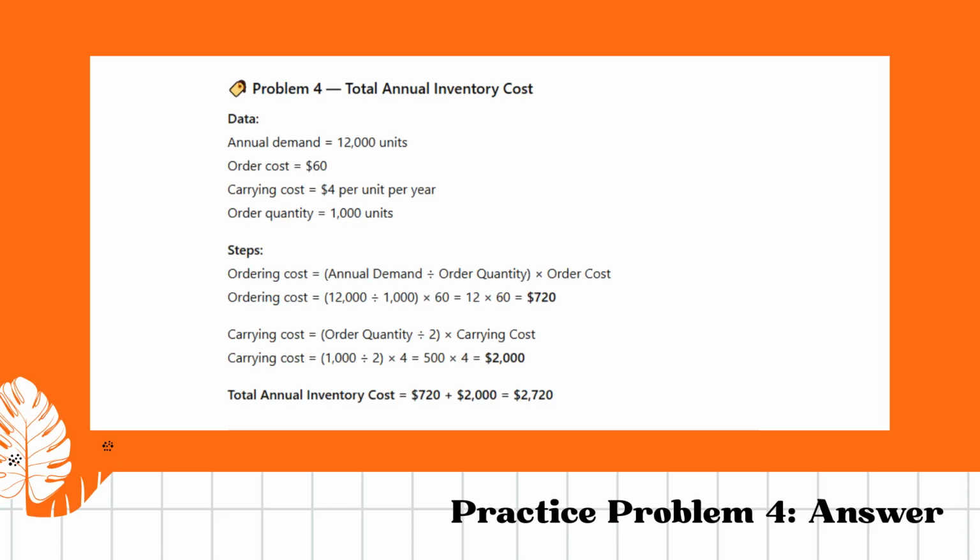Data. A company sells 12,000 units of a product each year. Placing one order costs $60, and holding one unit in inventory for a year costs $4. The company currently orders 1,000 units each time. We need to calculate the total annual cost of ordering and carrying inventory.